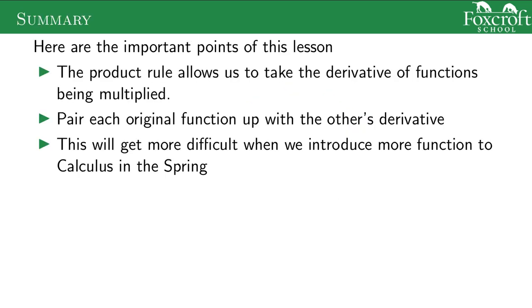So here's the important stuff from the lesson. The product rule allows you to take the derivative of functions being multiplied. So there's a difference between like 3x, because 3 is just a constant number multiplying by x. But if it's 3x times like x squared minus 2, these are two big things being multiplied together. Then you have to use the product rule. The process is basically pair each original function with the other's derivative. And again, this will get a little bit more complicated when we introduce more functions in the spring. Once you start having trig and exponentials and logarithms, right now you could basically multiply them all out if you wanted to. That might take a little bit longer, but once we start introducing trig, there's really no other way to do it if you're multiplying functions.